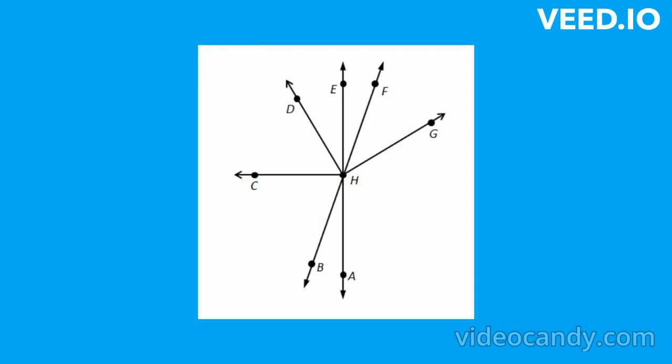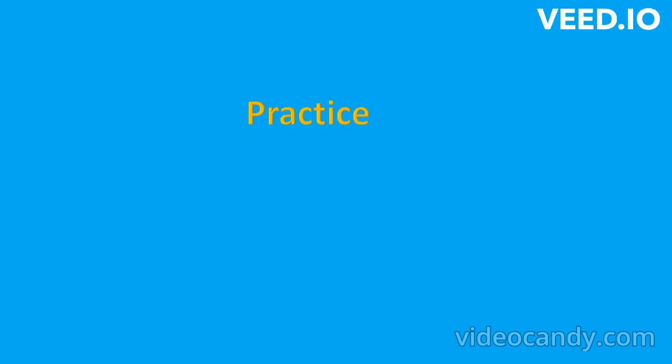Let's look at this question here and practice in the classroom. How do we name this angle here? What do we call it? It's angle CHB, like this, or BHC. This can be CHB or BHC, like this. So let's practice some.